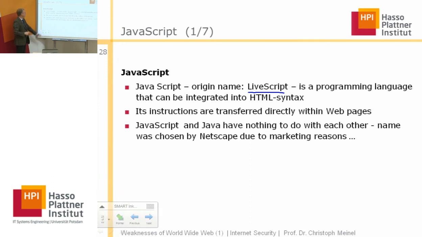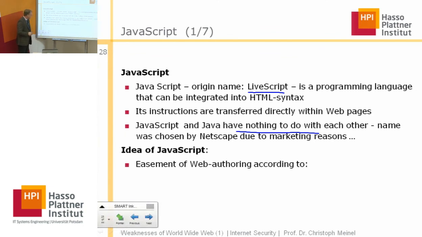Although Java and JavaScript sound very similar, they have nothing to do with each other. It was a simple marketing trick of Netscape. Because Java was very famous, it was considered the programming language of the internet, Netscape used this and tried to sell its LiveScript under the name JavaScript. So be careful not to mix them. These are completely different things.